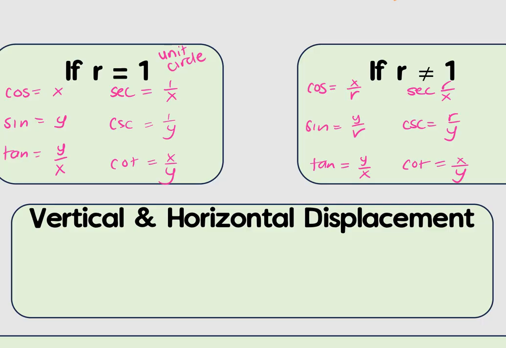In the word problems, they talk about things like vertical and horizontal displacement, okay? Vertical displacement is your sine. Horizontal displacement is your cosine. So again, you have to pay attention to, is the radius 1? If the radius is 1, then your vertical displacement is just y, and your horizontal displacement is just x. But if it has a radius that is not 1, then you have to put it over the radius.